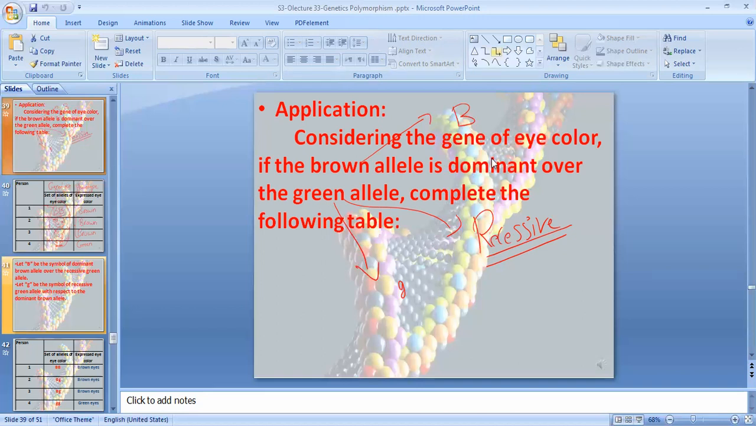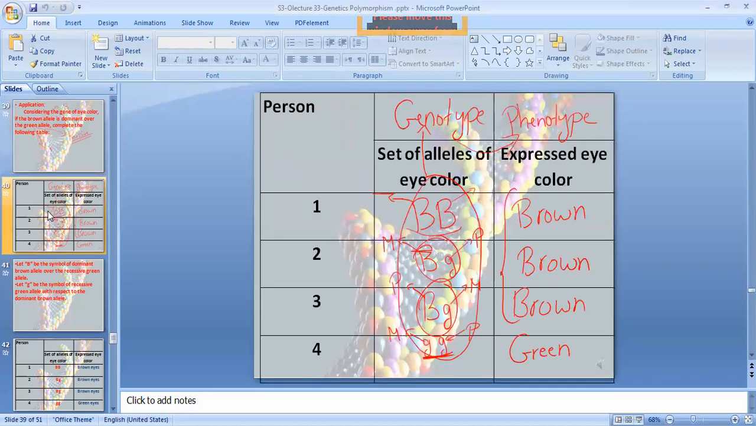So here we gave it the symbol B capital for the brown allele, and we gave g small for the green allele since it is the recessive. Now, moving to the table.